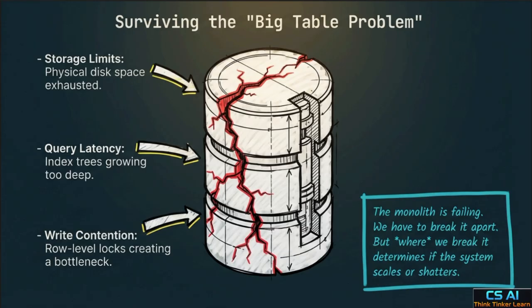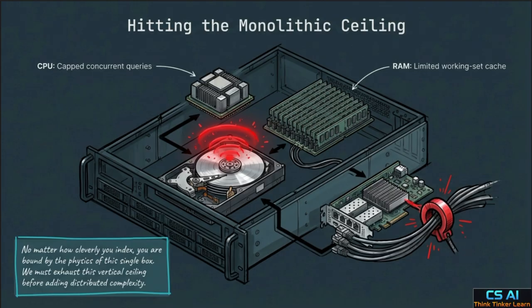Okay, let's get started with our topic today. Before we go distributed, we have to respect the machine. You're physically bound by the CPU, RAM, and disk I/O of your server. No matter how clever your indexing is, you are eventually going to hit this monolithic ceiling. The goal is to exhaust the vertical potential of your hardware before you introduce the complexity of a distributed system. Don't reach for a cluster until you have squeezed every drop of performance out of the box you already have.